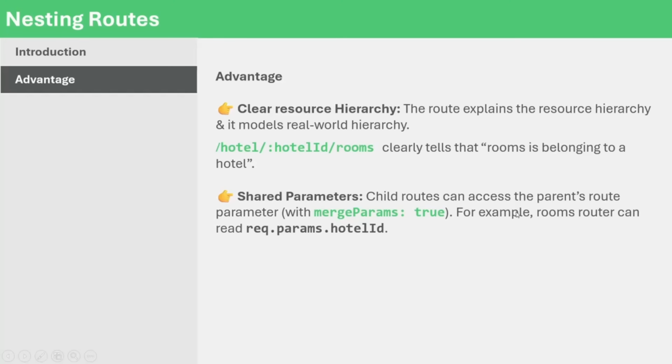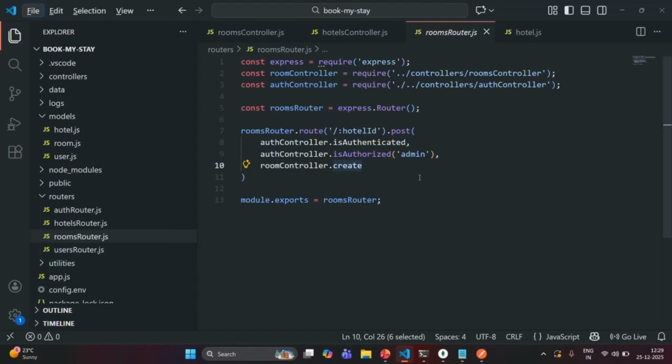Let's go to VS Code. And here, first of all, I am going to remove this hotel ID parameter from the rooms router, because this hotel ID parameter we are going to get from the parent route, in this case the hotel route. So I will remove it from here. Let's save the changes. And now we will go to the hotels router.